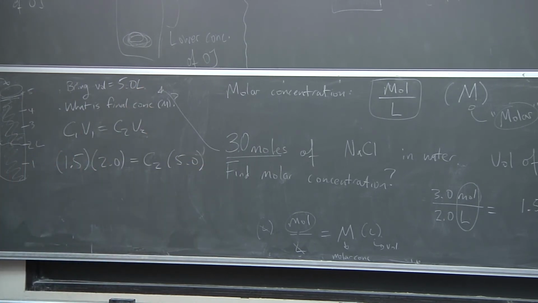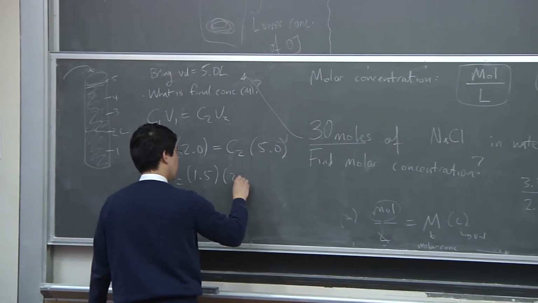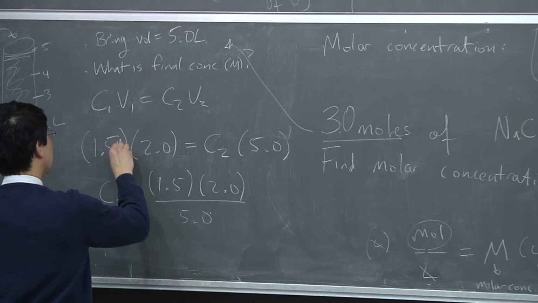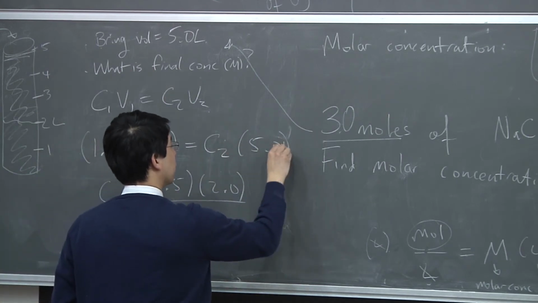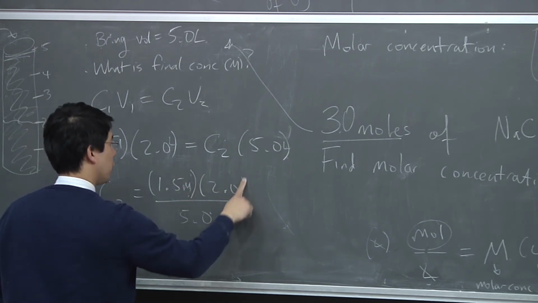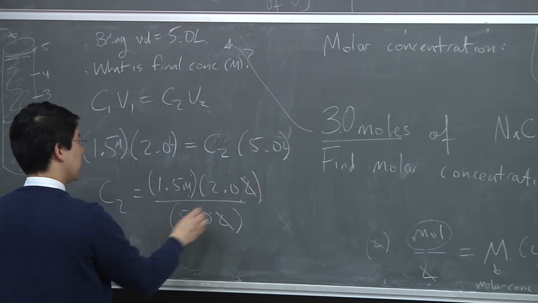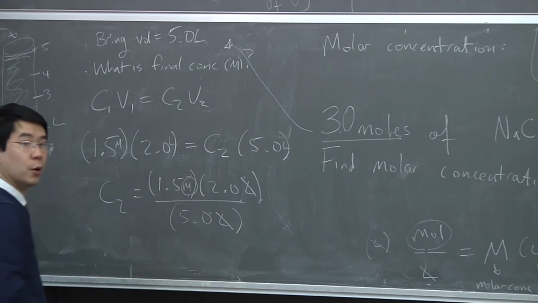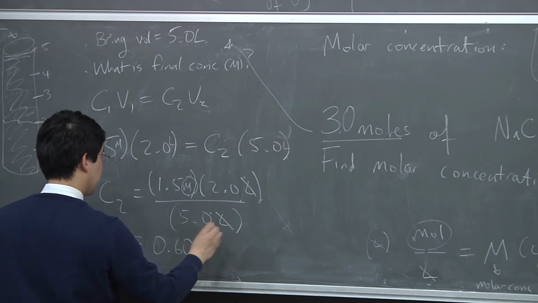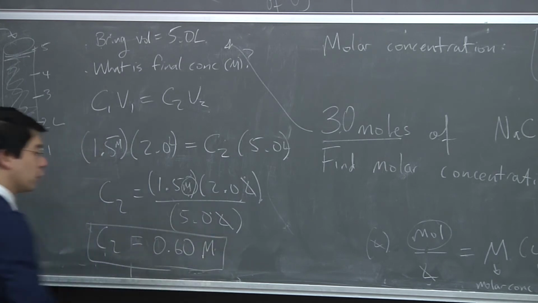So when we do the math, we get C2 equals 1.5 times 2.0 over 5.0. Let's put in some units here. This is going to be molar, this is going to be liters. So 1.5 molar times 2.0 liters divided by 5.0 liters. Liters and liters cancel. What unit I'm left with is molar. And I'm going to get 0.60 molar. So C2 equals 0.60 molar.